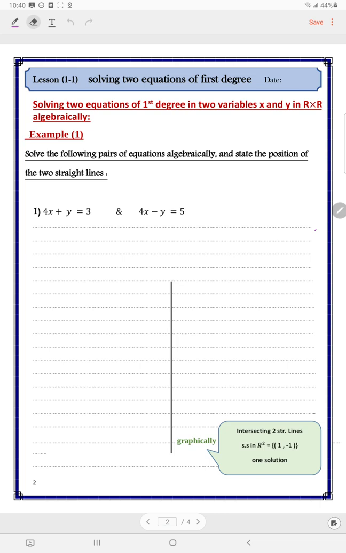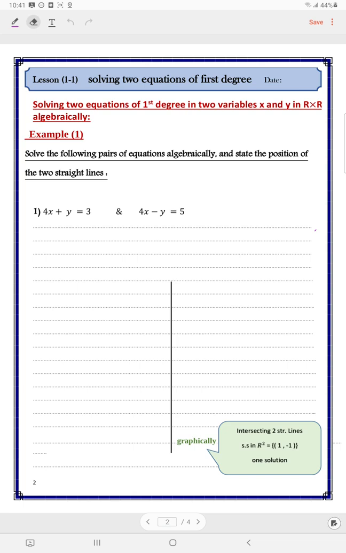Solving two equations of first degree in two variables x and y in R2 algebraically. Example number 1. Solve the following pairs of equations algebraically, and state the position of the two straight lines. This is the same example which we solved in the previous session by using the graphical method. So I will solve it algebraically, then I will compare the two answers. Are the two answers the same or not?